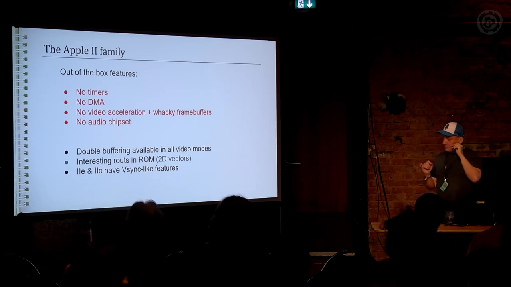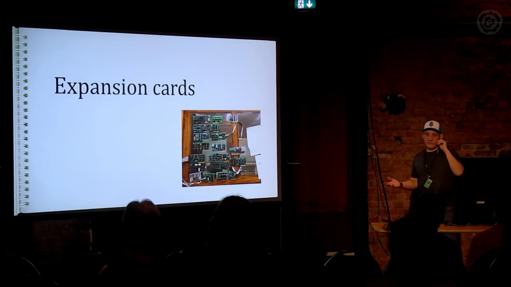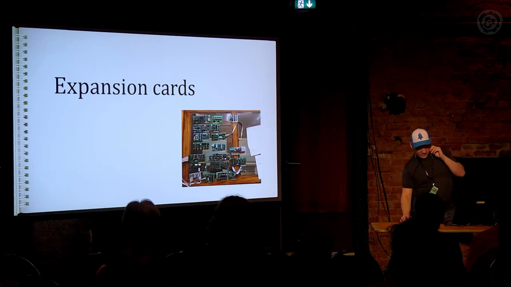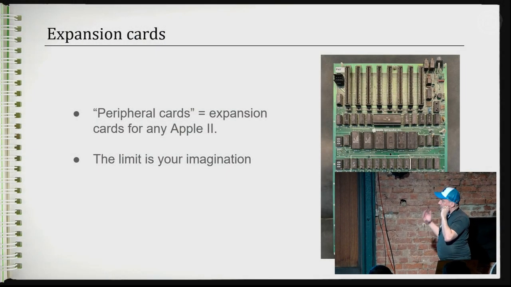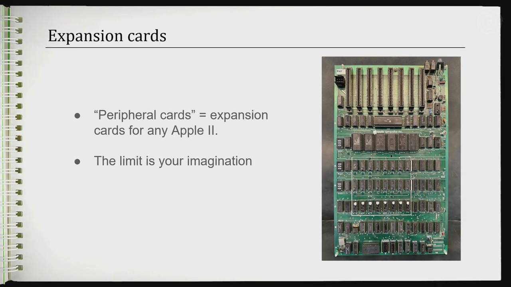What was the big feature of the Apple II was, of course, the expansion cards. So it's like a PC, really. You can add any expansion card you want. They're called peripheral cards, officially, but just cards. And the limit is your imagination. You have the old cards that existed at the time, and the new cards that people make. Basically, you can put a Raspberry Pi on a card and use the Apple II as a console. So when I say the limit is your imagination, that's true.